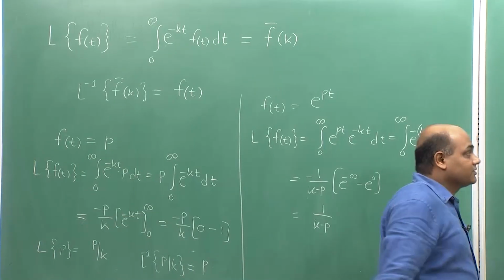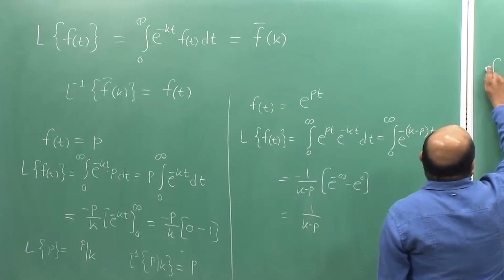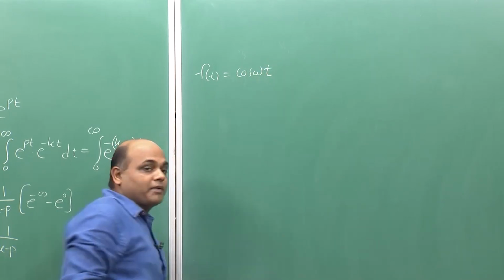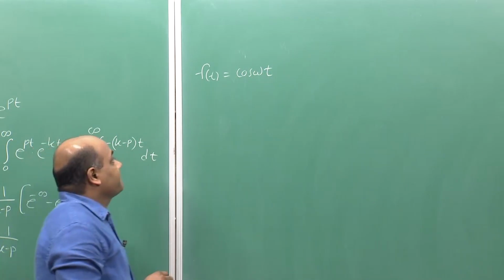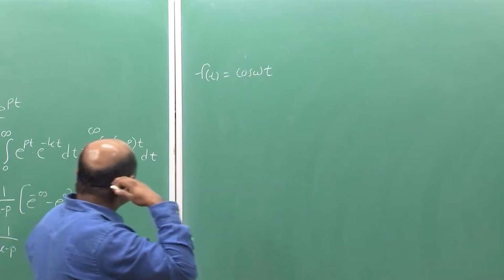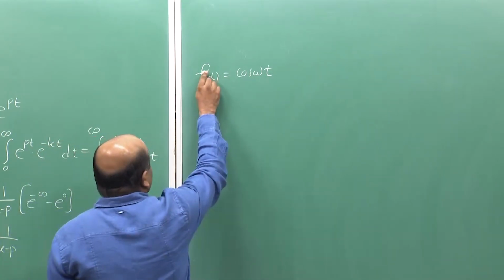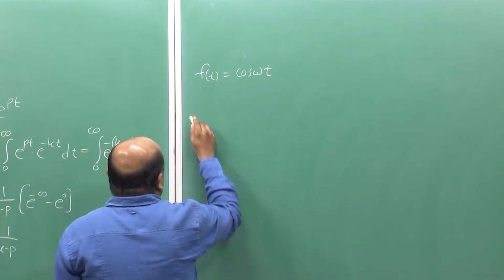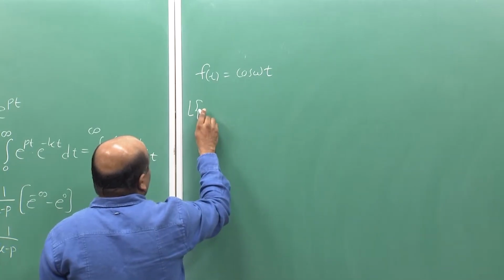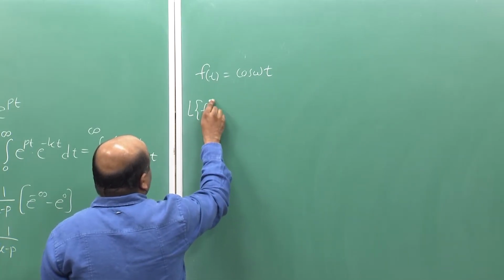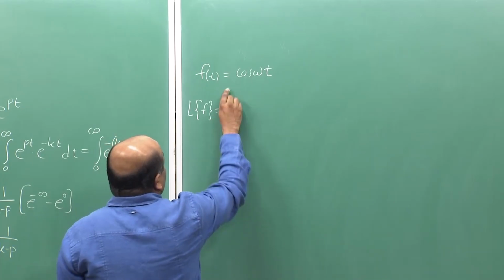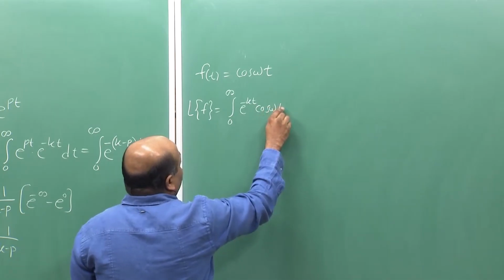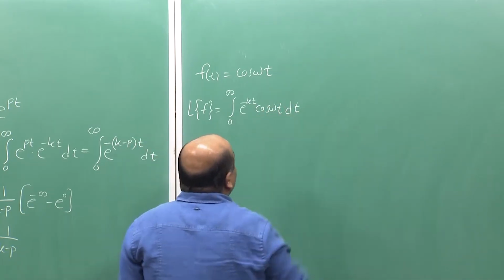Similarly, we can look at another example. If f of t is equal to cos omega t, let us try to get the Laplace transform of this. F of t is cos omega t. So, the Laplace transform will be the integral from 0 to infinity of e to power minus k t cos omega t dt.